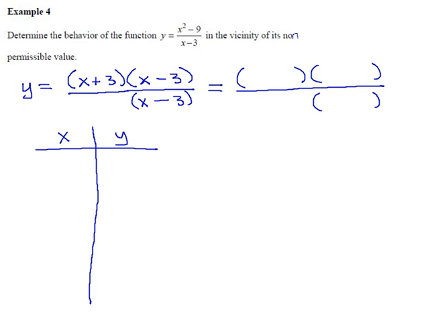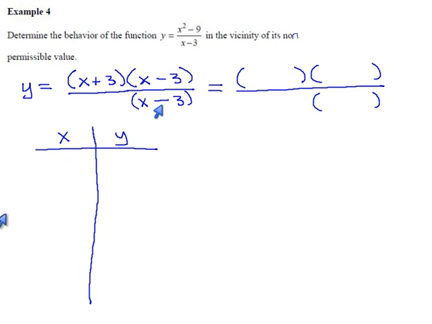Determine the behavior of the function in the vicinity of its non-permissible value. Okay, I've factored this. x squared minus 9 is the difference of squares, so it splits down into x plus 3, x minus 3, and then it's all over x minus 3. And this is not going to produce an asymptote, and you'll see why in a moment.